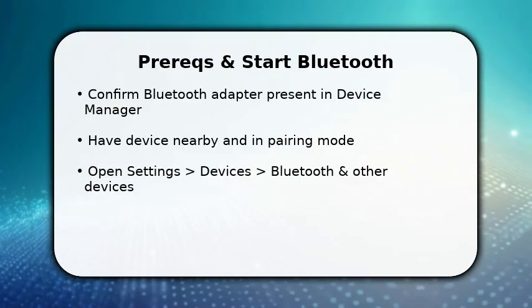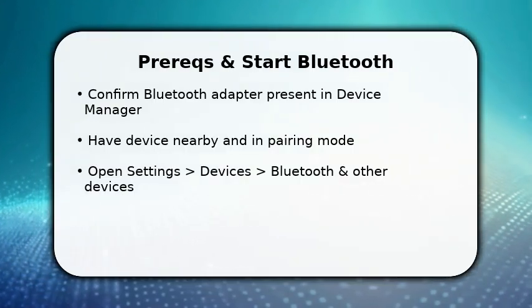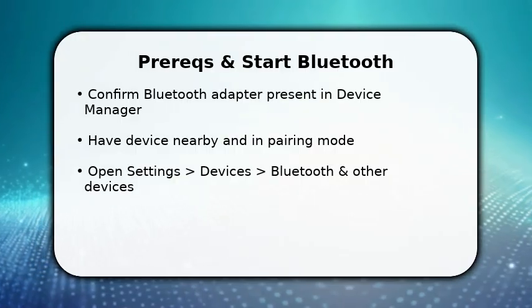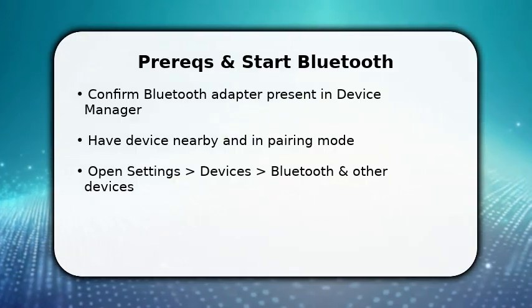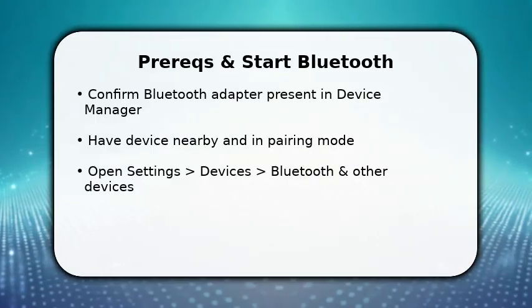Make sure the device you want to pair is powered and in pairing mode so Windows can discover it. Once done, toggle Bluetooth on at the top of that settings page. This initiates scanning and prepares your computer to find nearby devices.